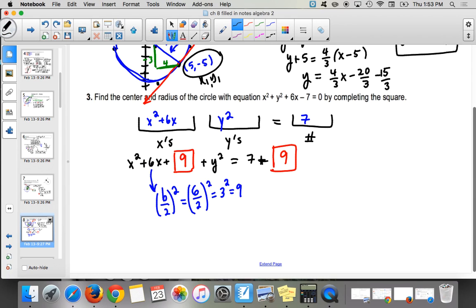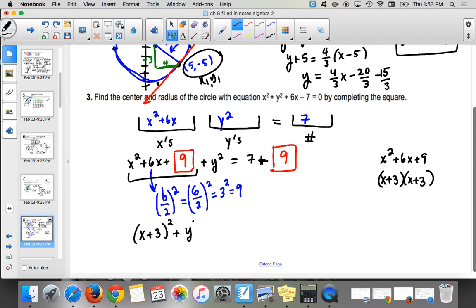Okay? So now I have this x squared plus 6x plus 9. Well, x squared plus 6x plus 9, if you try to factor it, it factors into x plus 3 times x plus 3. That's why we call this completing the square, because this is now x plus 3 quantity squared. Do you guys see that?